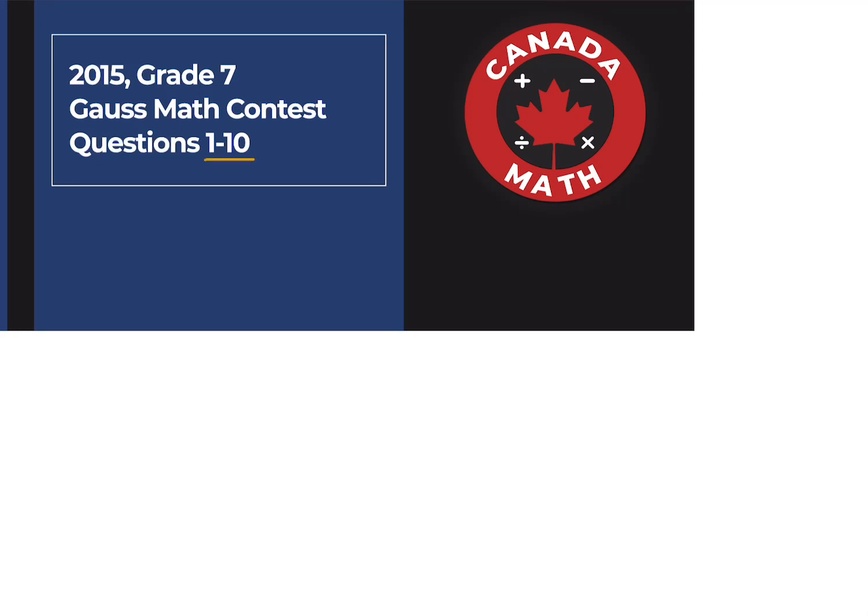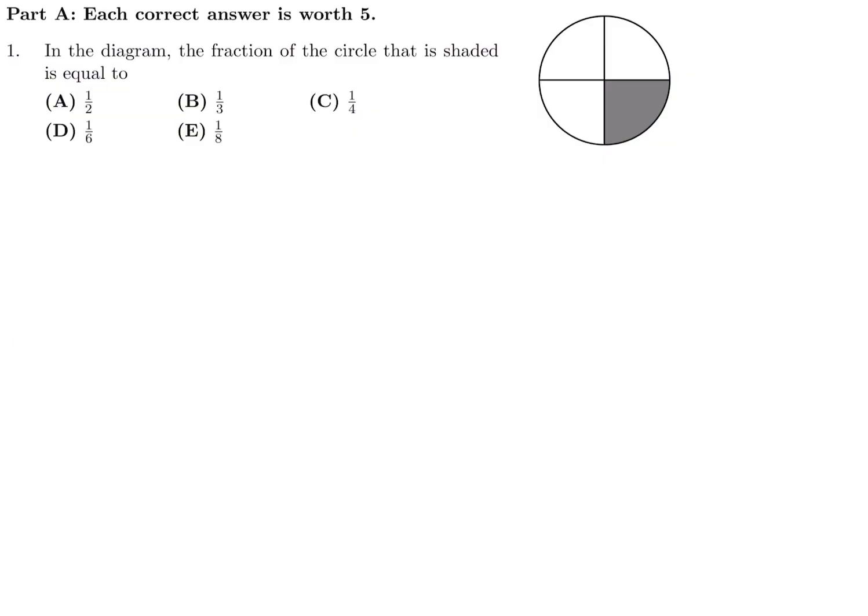Questions 1 through 10 on the 2015 Grade 7 Gauss Math Contest. In the diagram, the fraction of the circle that is shaded is equal to. Well, as you can clearly see, they've divided the circle into 4 parts, and one of those 4 parts is shaded. So 1 out of the 4 parts is shaded, and therefore that is the fraction that they're asking for. So number 1, the answer is C.